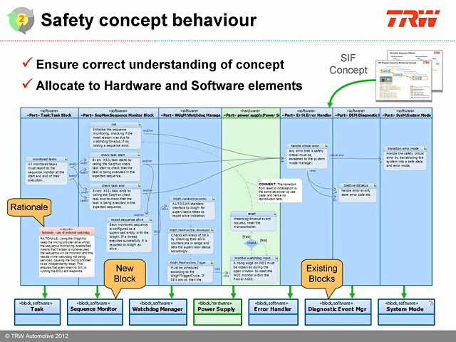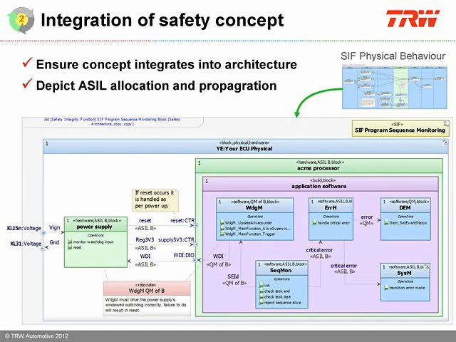If there are additional considerations, such as timing or sequences to consider, then these can be captured and defined using sequence diagrams. Any rationale for why the concept is partitioned in a particular way, and any additional or derived requirements are also captured and defined within the physical architecture. The last step is to formalize the partitioning of the safety concept into hardware and software blocks and ensure it integrates into the overall physical architecture by defining the interactions between the blocks.